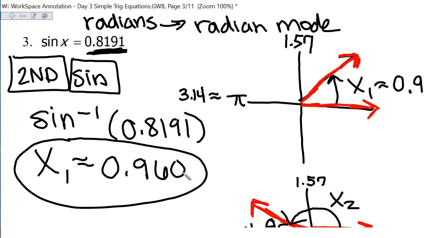Well, let me draw it down here. Our reference angle is about 0.96. That's going to be right here. So if I'm looking for this angle in red, if from here to here is 3.14, I need to subtract off that reference angle. So to find x2 is going to be pi minus our reference angle, which we estimated to be about 0.96. So just use your estimated answer.